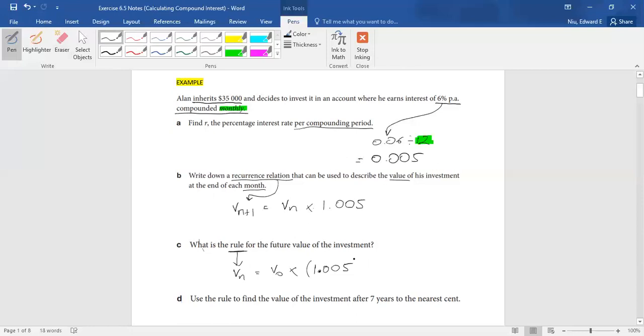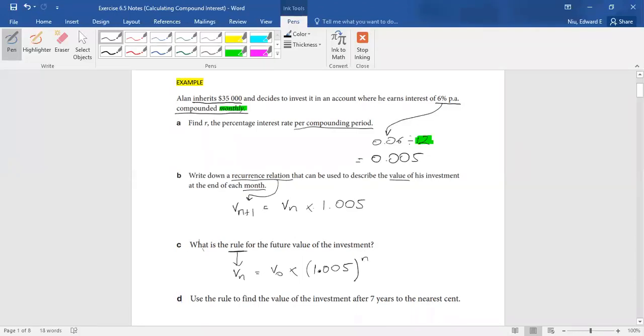1.005. We shut the brackets and we put an N up here. So if it was talking about the value after 7 years, what we have to do is make sure we're dealing with the right months.